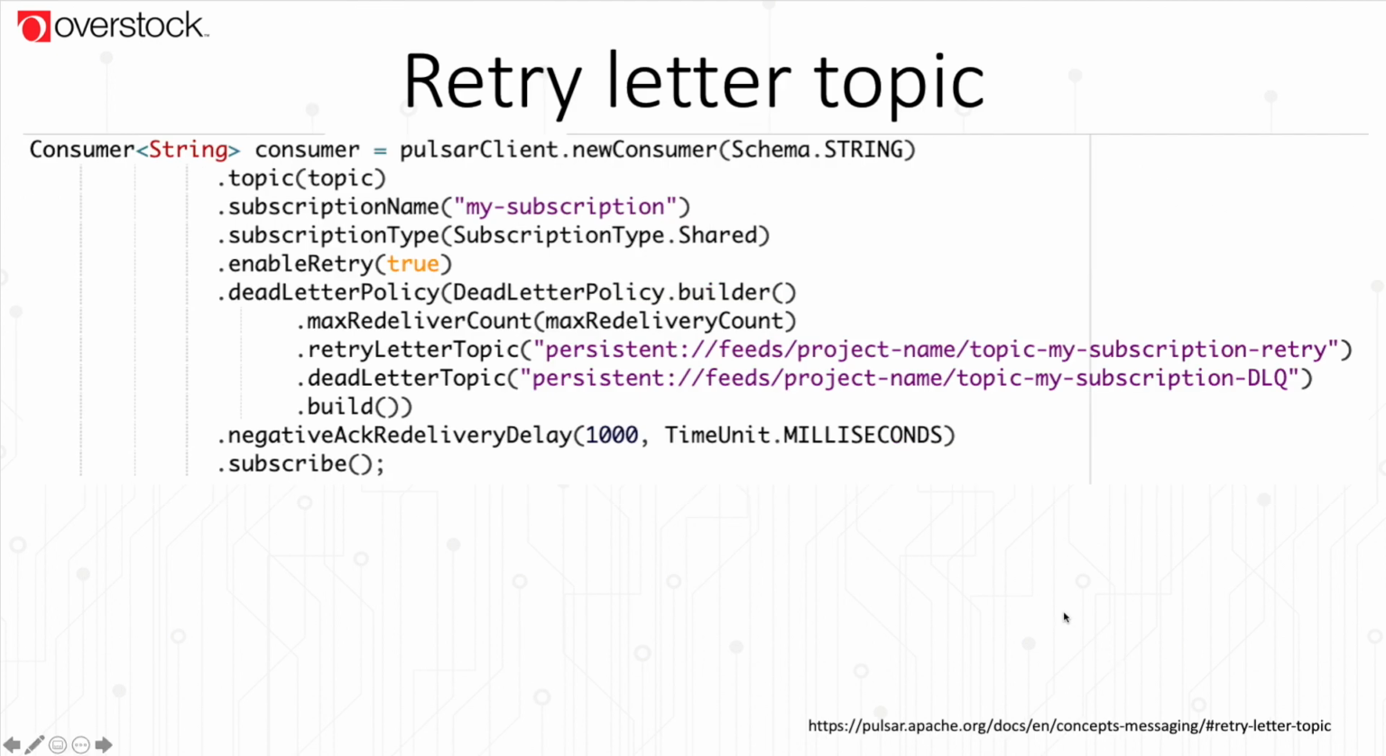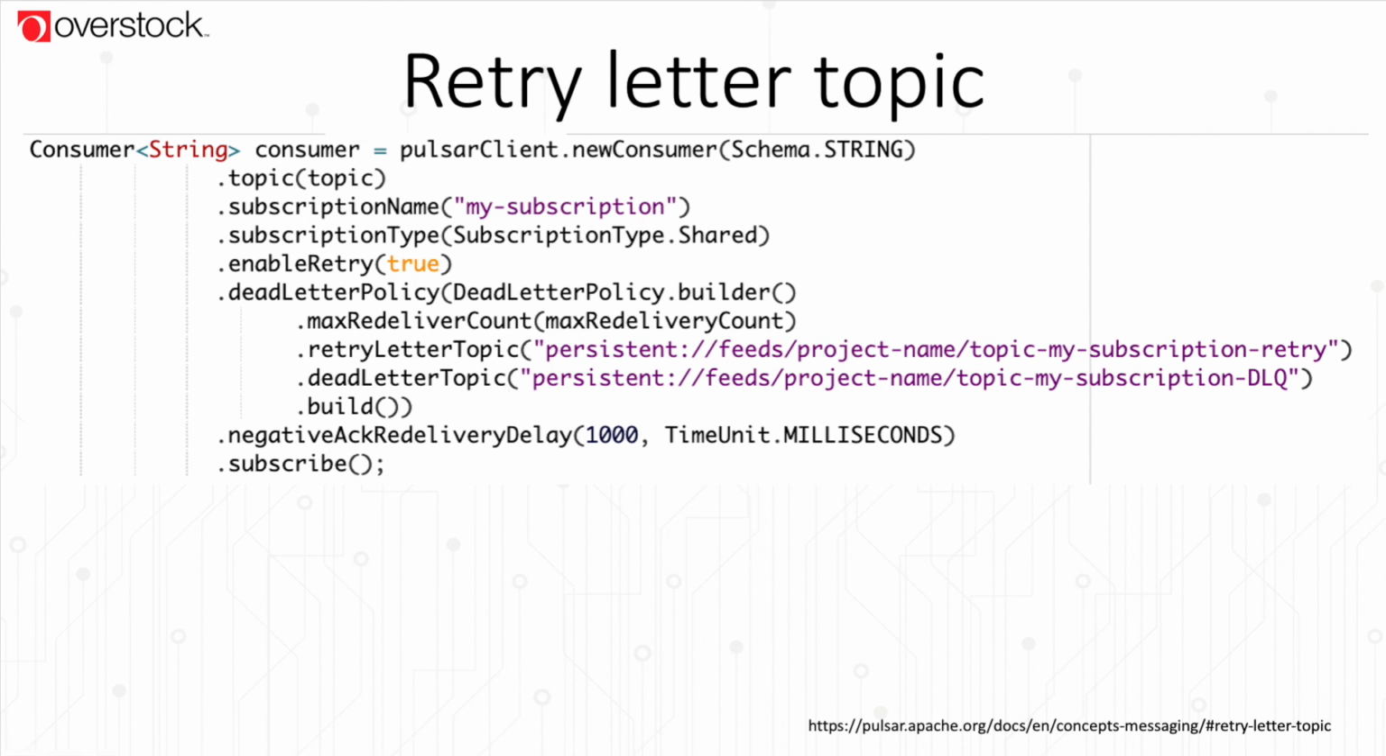Let's see, the retry letter topic is a very new feature, and if you want this feature, make sure that the version of Pulsar you're using supports it. Configuring it is pretty simple. All you need to do is enable retry, specified right here, and then include the retry letter topic in your dead letter policy. And if you don't specify the dead letter topic as well, then it'll use the default name, which I showed a couple slides ago.